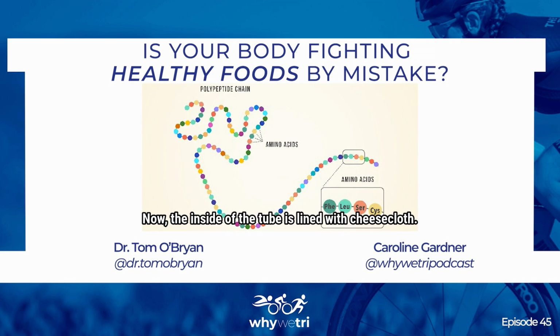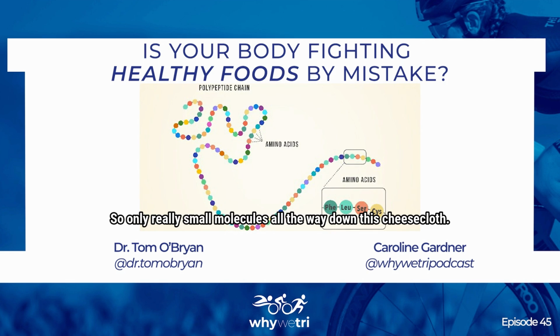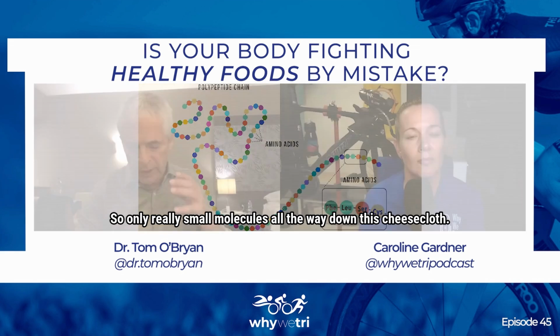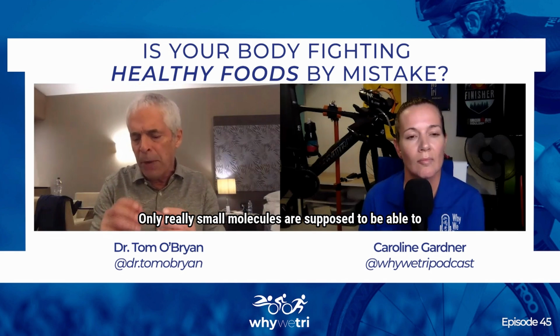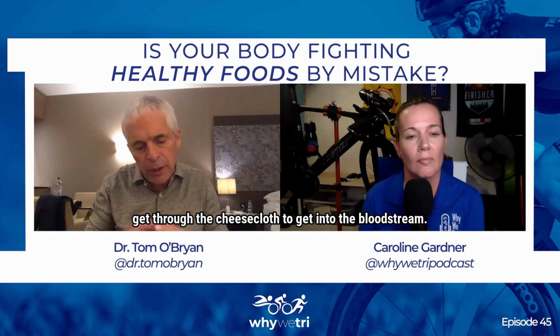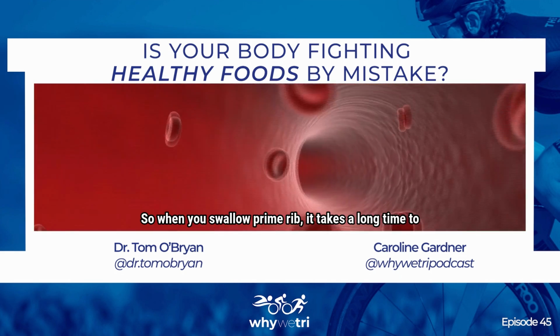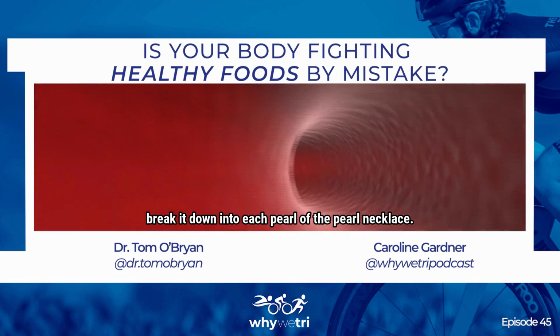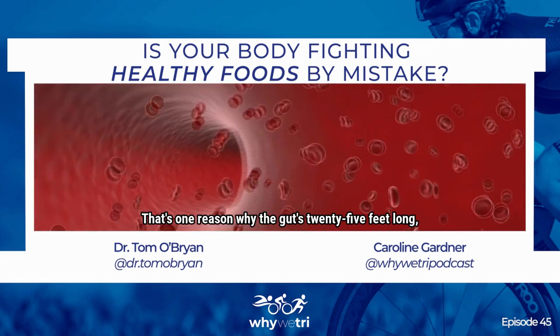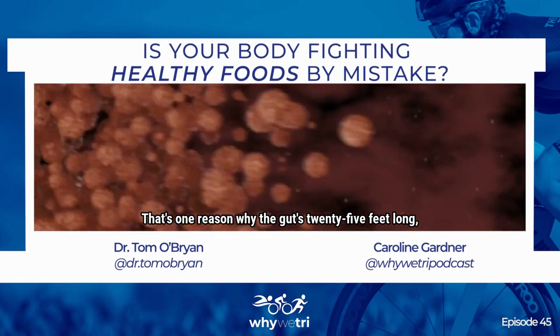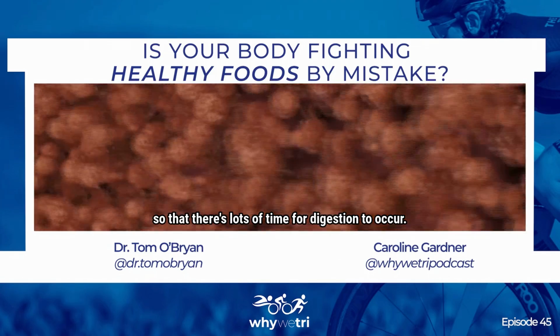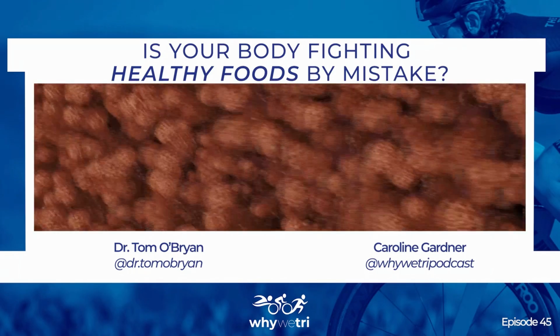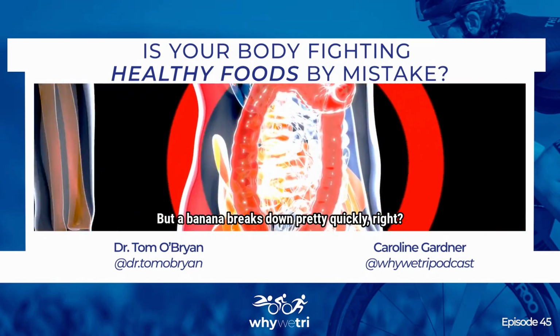Now, the inside of the tube is lined with cheesecloth. So only really small molecules, all the way down, there's cheesecloth. Only really small molecules are supposed to be able to get through the cheesecloth to get into the bloodstream. So when you swallow prime rib, it takes a long time to break it down into each pearl of the pearl necklace. That's one reason why the gut's 25 feet long, so that there's lots of time for digestion to occur, right? But a banana breaks down pretty quickly, right?